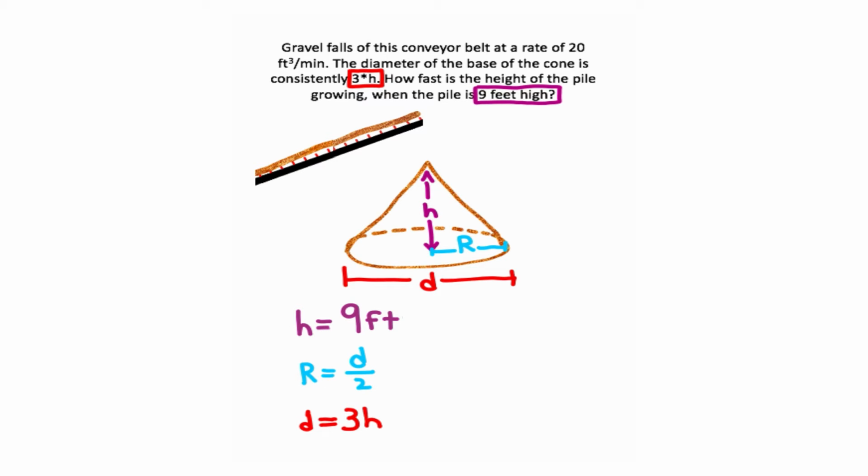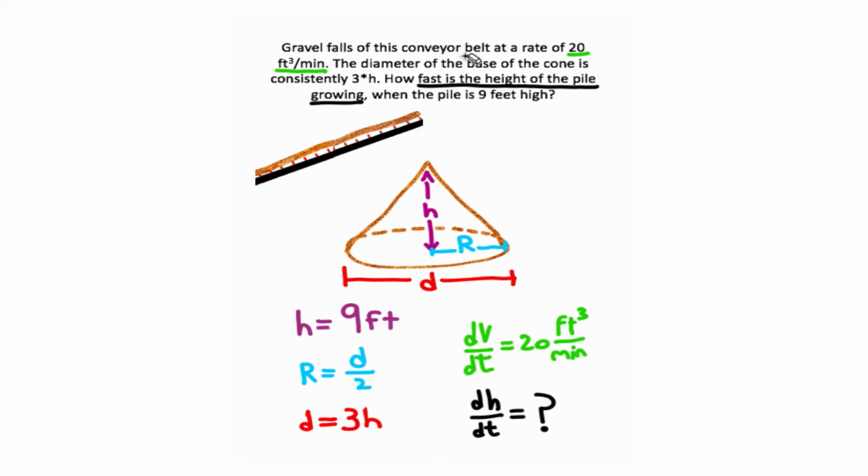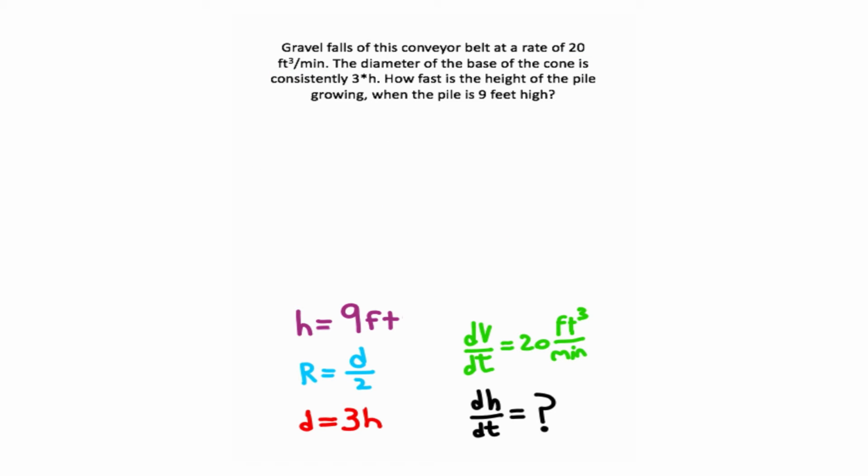Now, I'm also going to write all the rates we're given in the problem. We're given that the gravel is falling off at a rate of 20 cubic feet per minute, and that is a volume over a time. So we have the change in volume over change in time is 20 cubic feet per minute. We don't have the change in height over change in time, but that's okay because that's what we're trying to calculate. So now that we have all these variables, we need to find an equation that will relate everything.